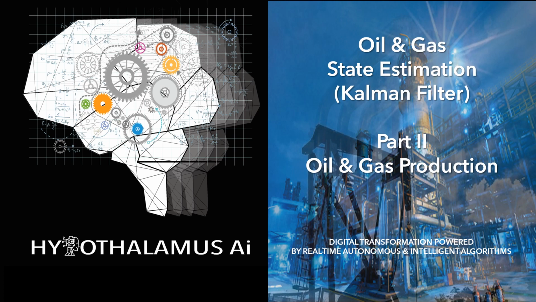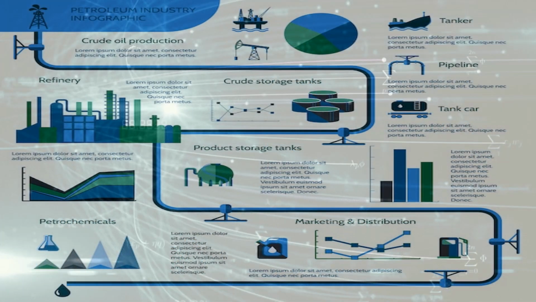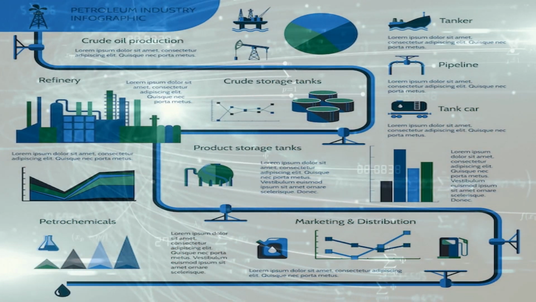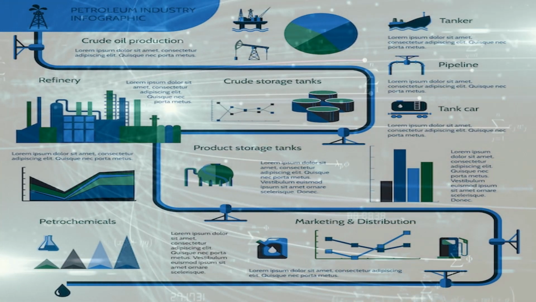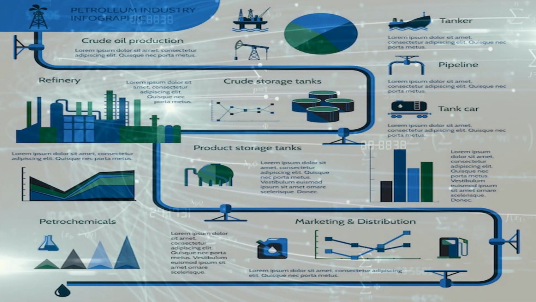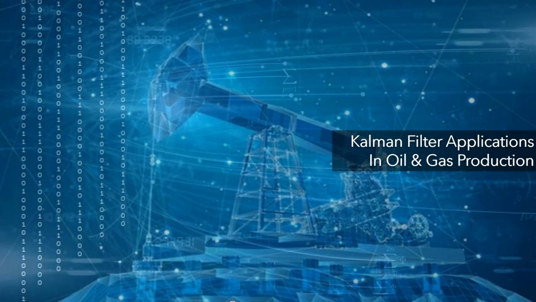Kalman filter. Part 2. Oil and gas production. The image shows the chain of petroleum products. This video discusses use cases of the Kalman filter at the top of the chain, crude oil and gas production. Kalman filter applications in oil and gas production.